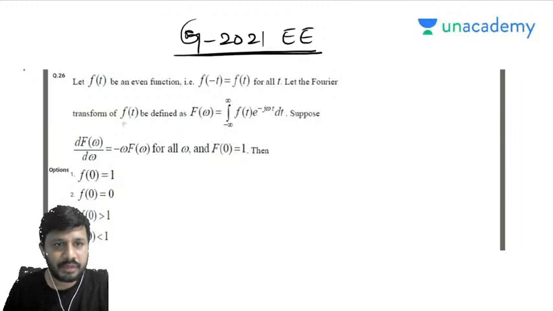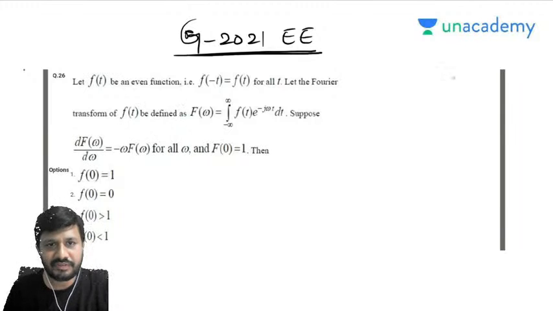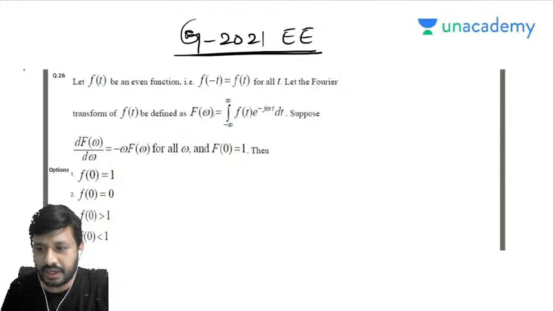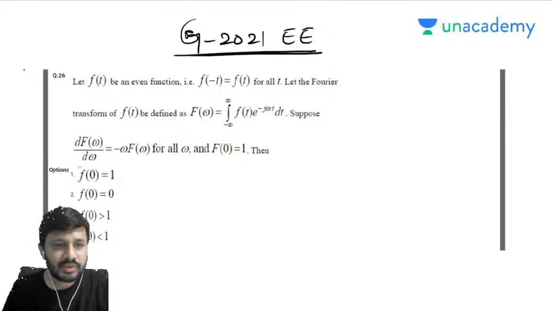Here, let f(t) be an even function, that is, f(-t) = f(t) for all t. Let the Fourier transform of f(t) be F(ω), given as the integral of f(t) e^(-jωt) dt. Suppose dF(ω)/dω is -ωF(ω) for all ω, and F(0) is 1. Then he gave the options, so you have to choose the correct option. Now how are you going to solve this problem?